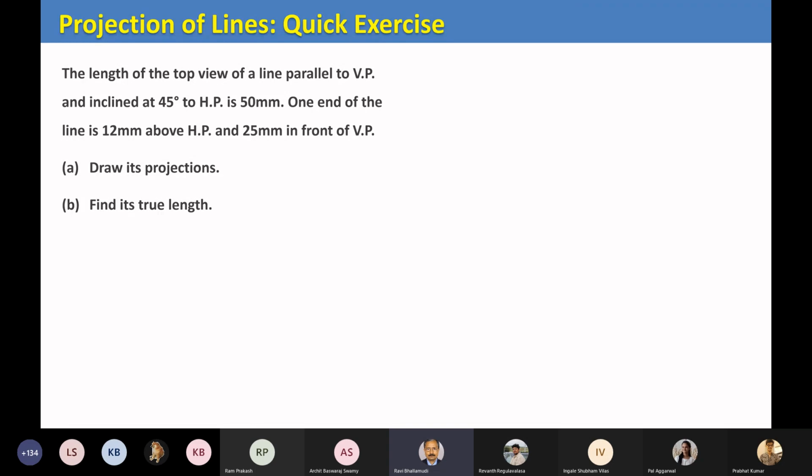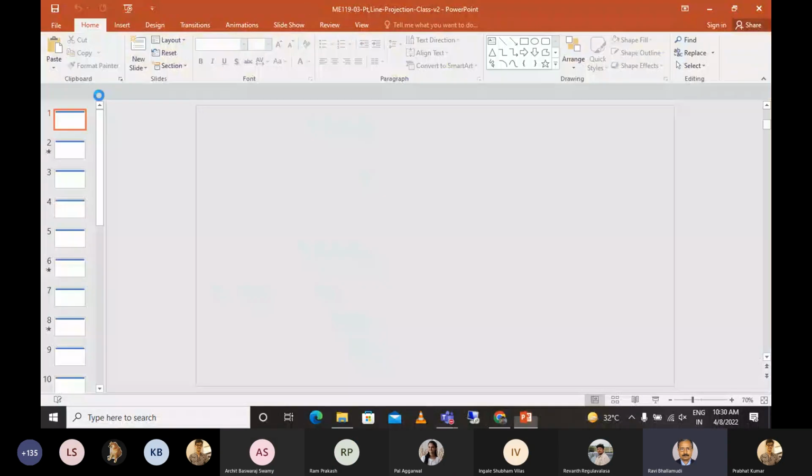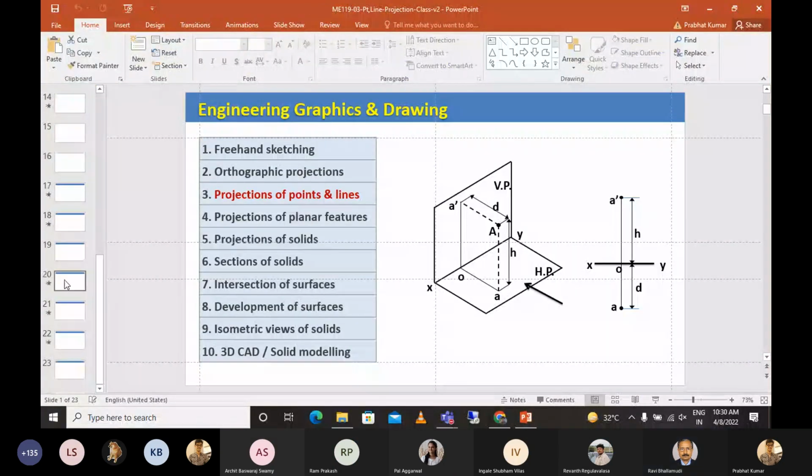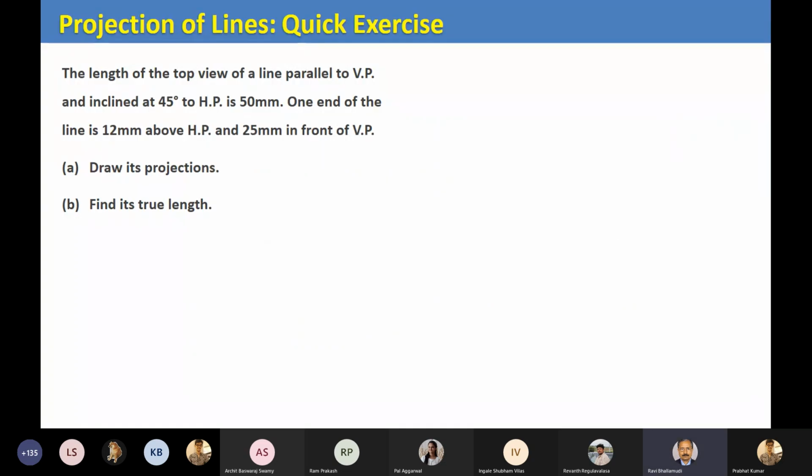Students, just do a quick exercise. That's how we give the problems to you. The length of the top view of a line is 50 millimeters, and the line is inclined at 45 degrees to horizontal. One end of the line, let's say point A, is 12 millimeters above HP and 25 millimeters in front of the vertical plane. Now draw its projections and find its true length.